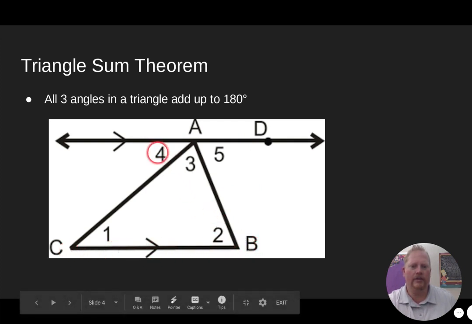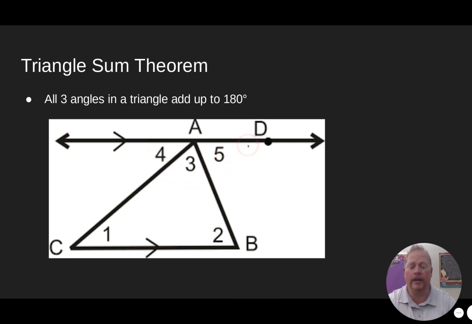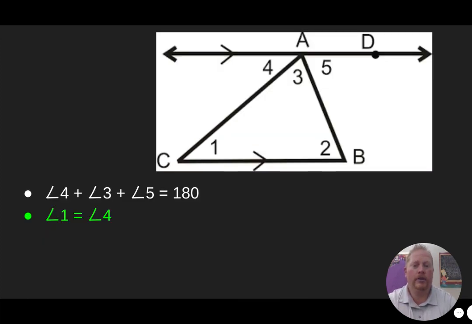So here I've got angles 4, 3, and 5, and since they make a straight line, we know they add up to 180. So if we take that idea, 4, 3, and 5 add up to 180, we also know that angle 4 and angle 1 are alternate interior angles. So you know that they're congruent. So what I can do now is take that fact that angle 1 is equal to angle 4, and substitute it into that equation. So now I've got angle 1 plus angle 3 plus angle 5 equals 180.